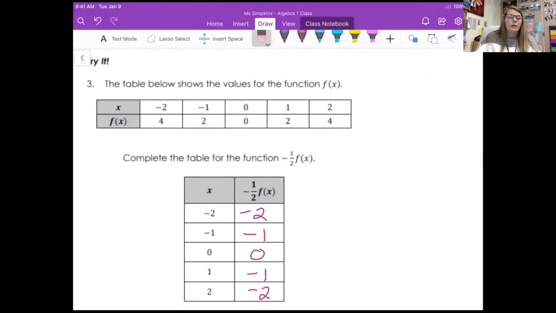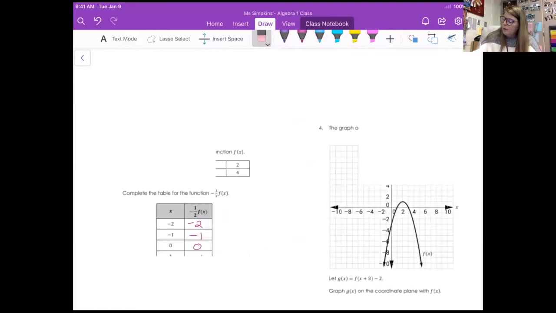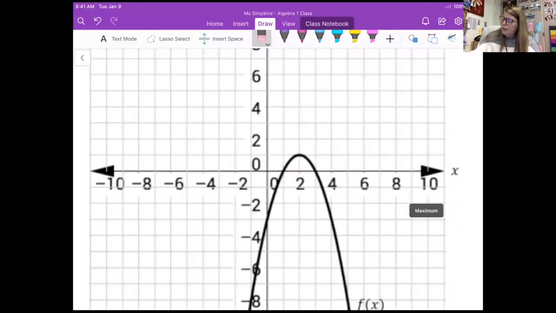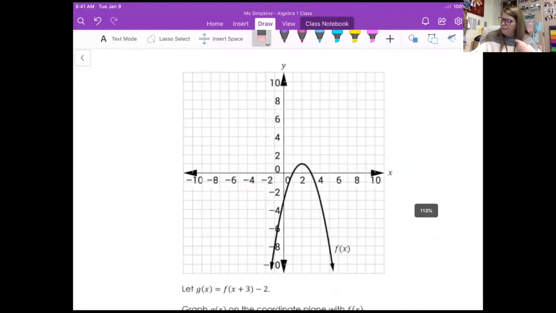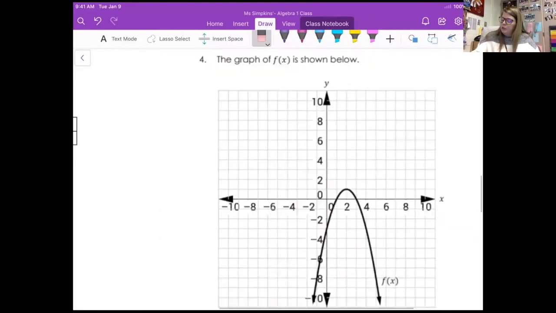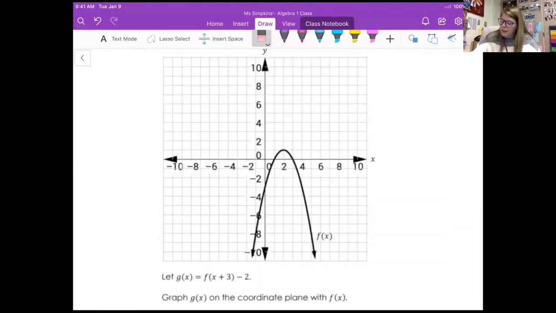Yes, it would, Lauren. Good question. Okay, so let's look at a graph. That was a table. Let's actually do it to a graph now. So here's our parent function, and we're doing 2 things to this graph: adding 3 inside the parentheses and subtracting 2 outside. So what 2 directions does that tell us? What would that be?